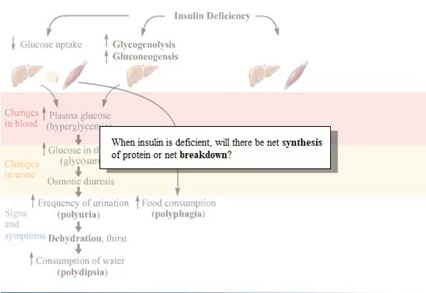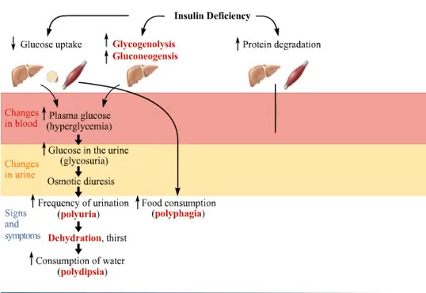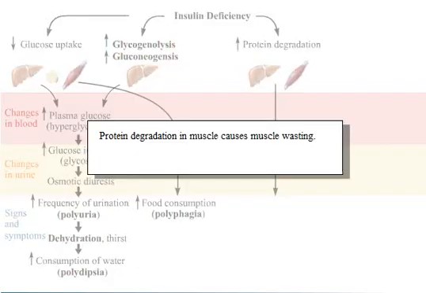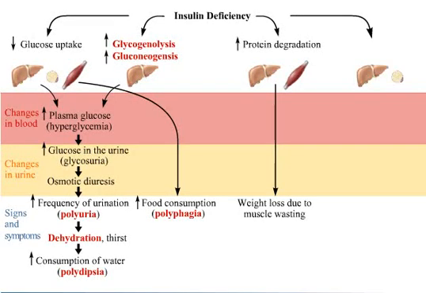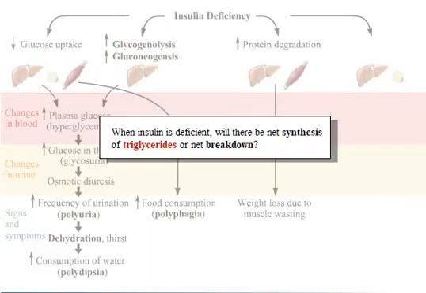When insulin is deficient, will there be net synthesis of protein or net breakdown? Protein degradation in muscle causes muscle wasting. Will body weight remain the same or decrease as a result? When insulin is deficient, will there be net synthesis of triglycerides or net breakdown?